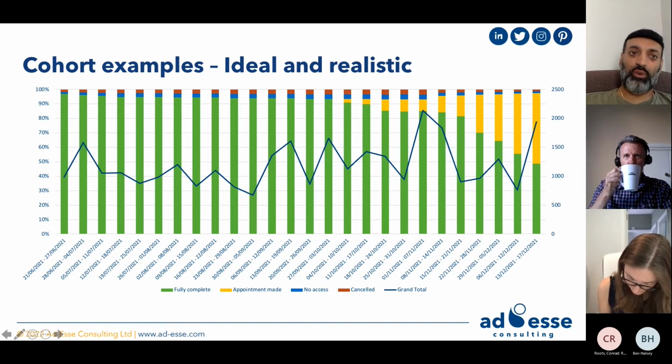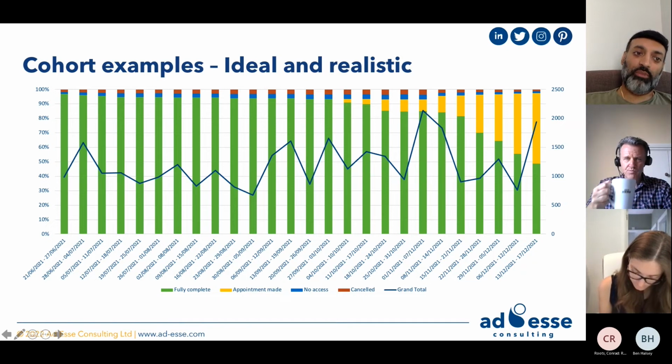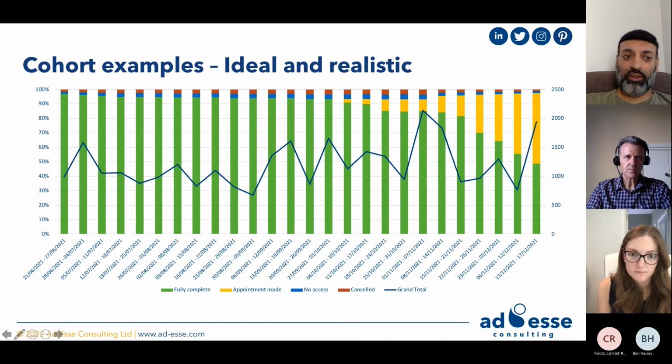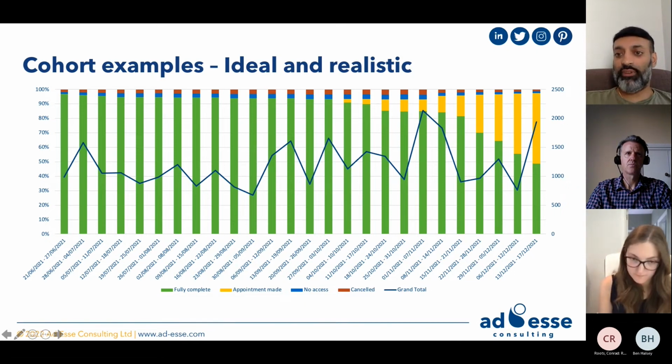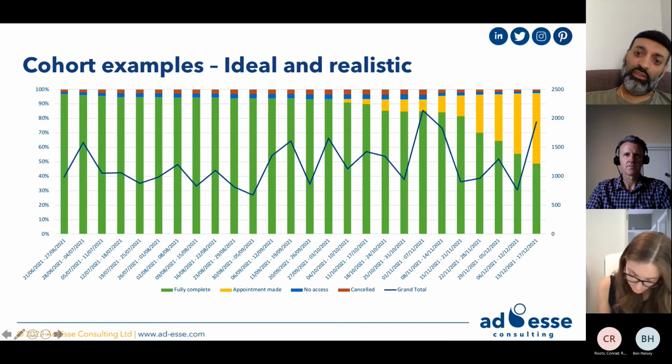So this first cohort is a group of people, all of whom had a job raised somewhere between the 21st of June to the 27th of June. And what this bar shows is their current status, as of the last time this graph was pulled, which looks like it was probably going to be the 18th of December 2021. Yeah, so it's a current snapshot of where that cohort is.